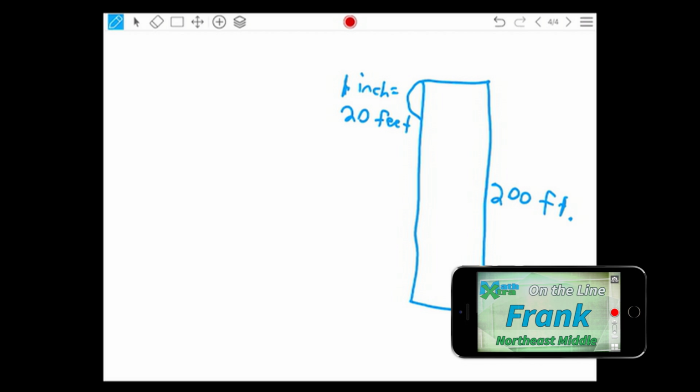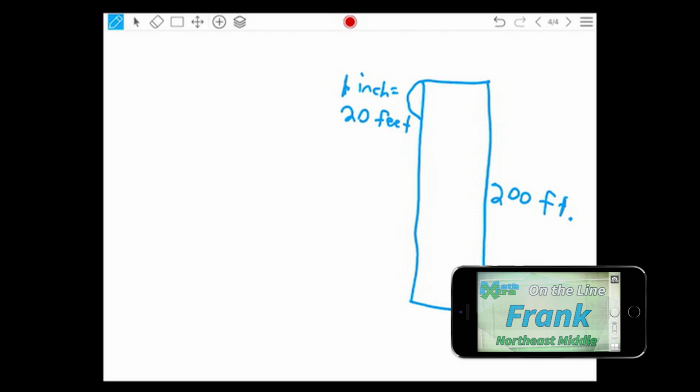Now, Frank, if our building is 200 feet tall and 1 inch equals 20 feet, can you figure out how many inches tall our drawing is going to be? Let me think. Yeah, think about it. That's a pretty tough one. One inch for 20 feet, and we want 200 feet. How many inches? I'm gonna say 10. Exactly, look at you go. 10 inches.